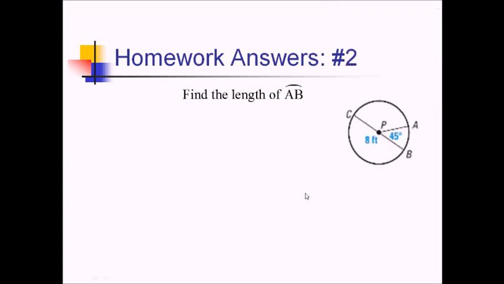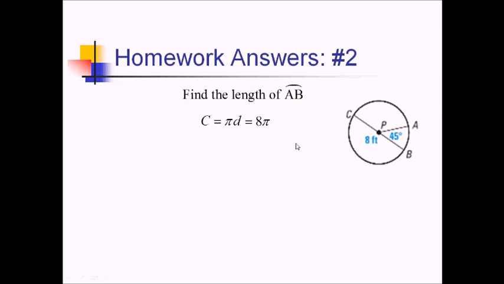For number two, we're trying to find the length of arc AB right here, and we are given the central angle for that arc and the diameter of the circle. So for this one, we need to find the circumference, and then we can do part over whole equals part over whole for circle arc lengths here. For the circumference, normally we do 2 pi r, but because we have the diameter here, we can just do pi times the diameter, which would give us 8 pi.